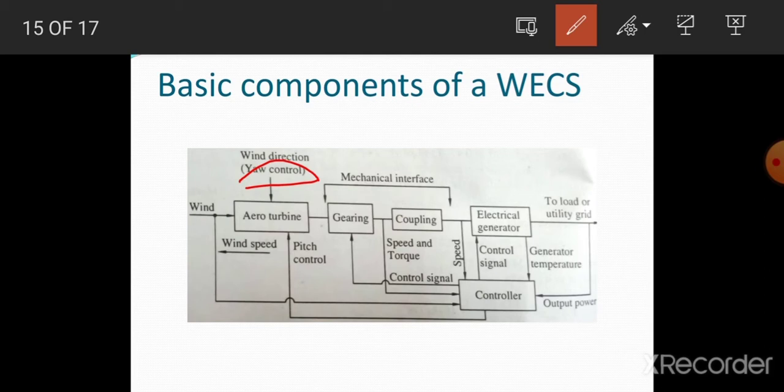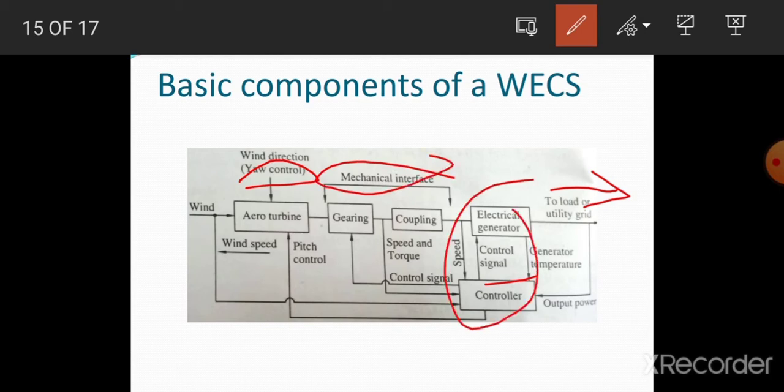The control unit monitors and controls the interaction among various blocks. It derives the reference voltage and frequency signals from the grid and receives wind speed, wind direction and wind turbine speed signals, etc. It processes them and accordingly controls various blocks for optimal energy. So the output here is the electrical generator. So this is the mechanical interface and this is the electrical interface.